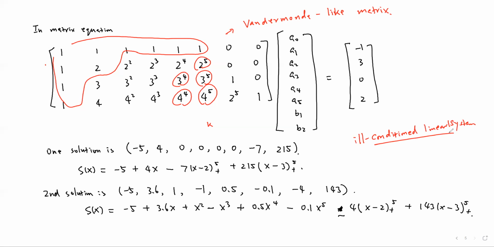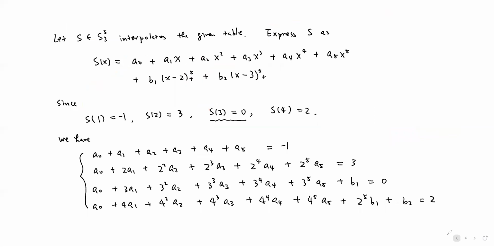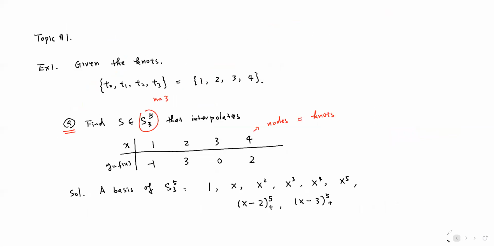So this is a drawback about the basis. Okay, this is part A. In part A, the knots and the nodes are identical. Now in part B, the knots and the nodes are different. Part B.